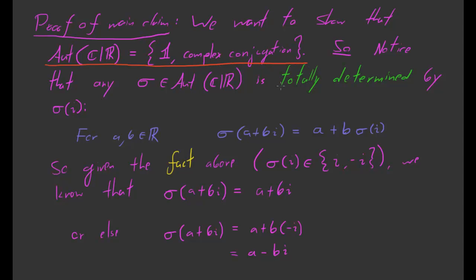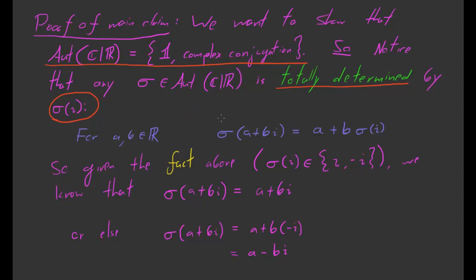And the way that we'll do this is to notice that any sigma inside of Aut of C over R is entirely determined. It's totally determined by what it does to i. So sigma of i tells us the whole picture. Sigma of i tells us basically everything there is to know about the automorphism sigma. And the reason for that is any complex number can be written in the form a plus bi, for a and b real numbers.